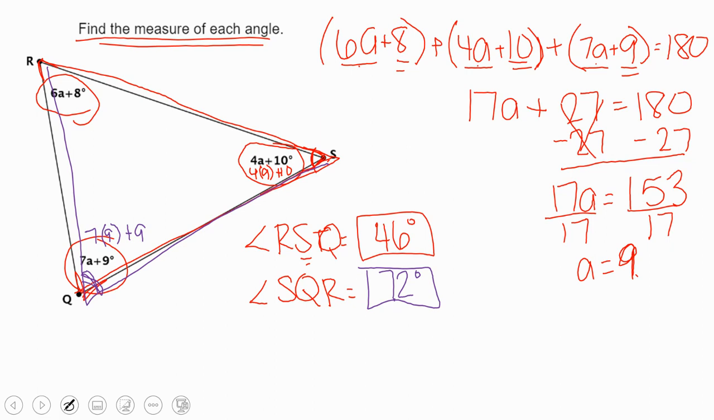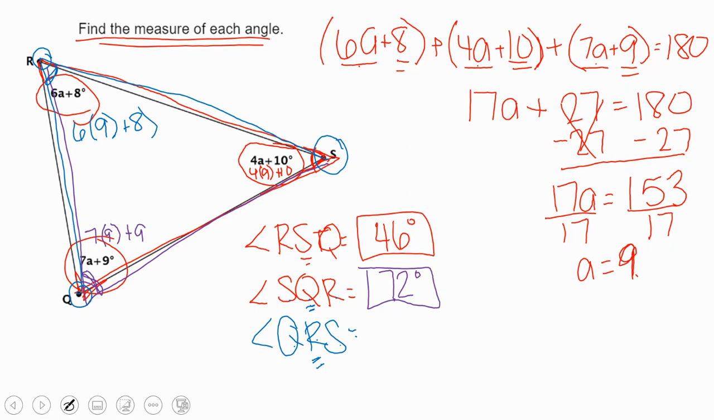And then it'll ask for the measure of angle QRS. That's this angle here. Again, you're always looking at that middle value. So RST was angle S, SQR is angle Q, and QRS is angle R. So that is 6 times 9 plus 8. 6 times 9 is 54, plus 8 is 62 degrees.